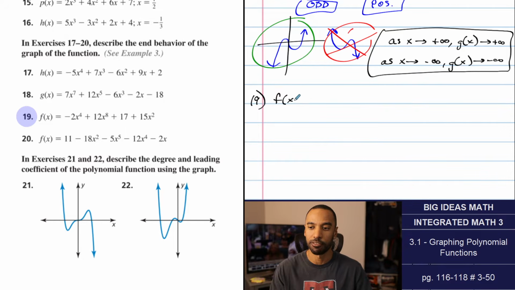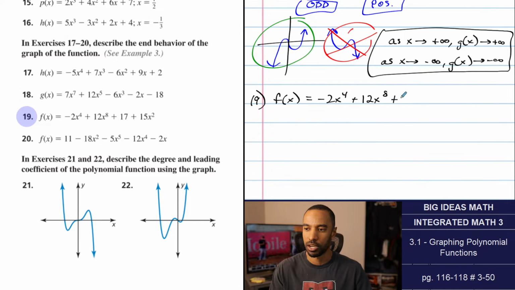I did state the first thing you should make sure of, which is what? Make sure this is in standard form. Is this in standard form? No. Is it a polynomial? Yes. Is it in standard form? No. So what you want to first do is get a rewrite of this thing. Always. 12x to the 8th.